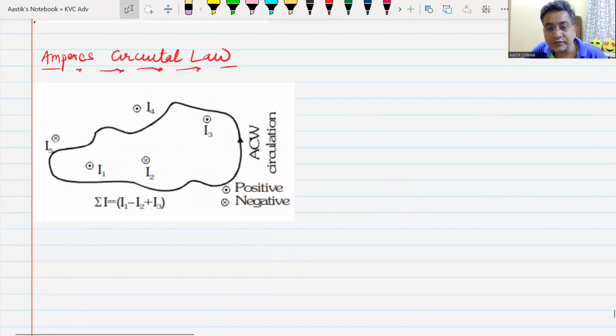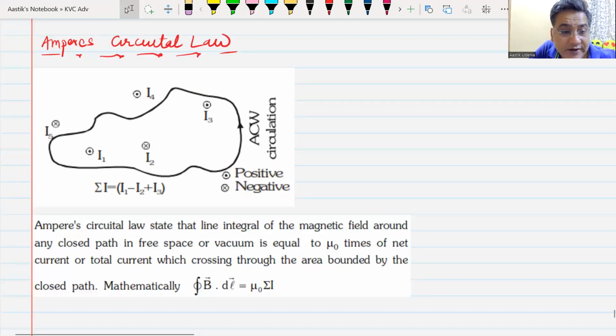Suppose I have a closed loop, and I move in this closed loop one round. Then Ampere's circuital law simply states that the line integral of magnetic field through this closed loop is equal to mu naught times the current enclosed in the loop.